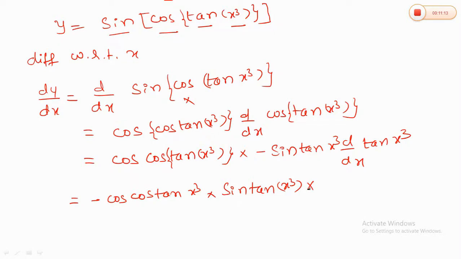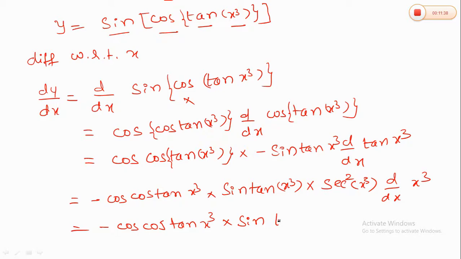Now this into the derivative of tan, which is sec square, therefore sec square, and the remaining term is x cube. So again, after finding this, d by dx of x cube. So this is equal to, I kept the minus sign here, minus of cos of tan x cube into sine of tan of x cube into sec square x cube, this into the derivative of x cube, which is 3x square.